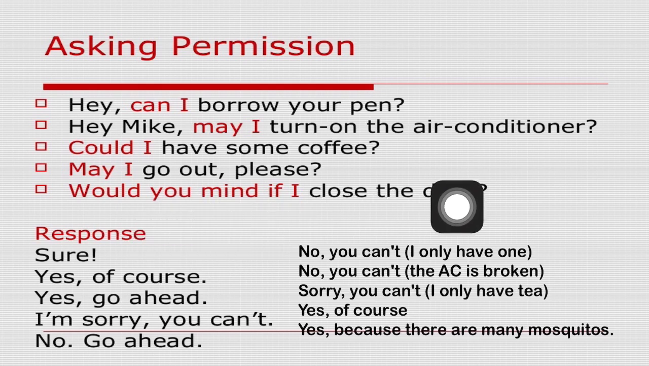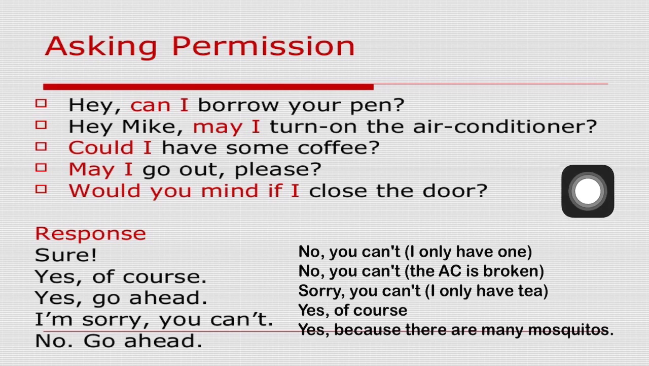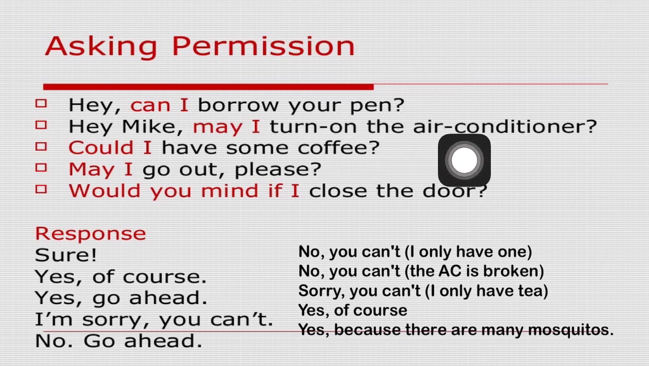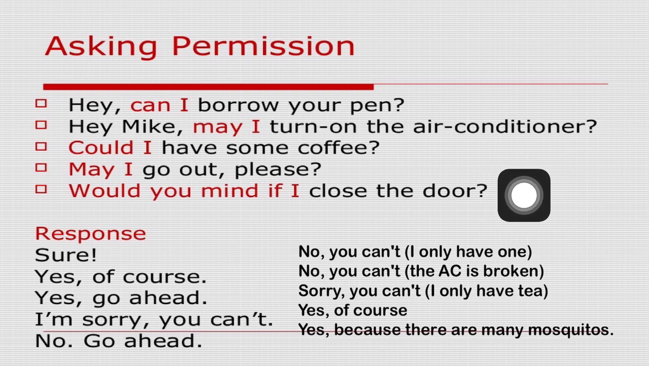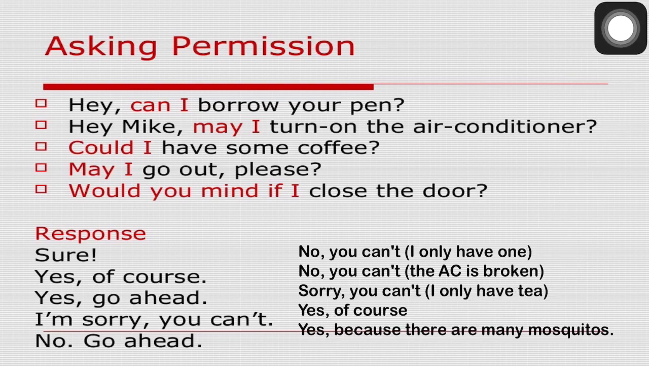Okay, next, would you mind if I close the door? Like what I said before, no, go ahead means that you are willing to do it, or somebody approves your permission. If yes, it means that they don't approve your permission. So it's different from the first four. In those, the positive answer is yes or sure, but in this one, if you or someone is willing to do it or approves your permission, you use no. If you don't have permission, the answer is yes. That's the difference. Okay, next.